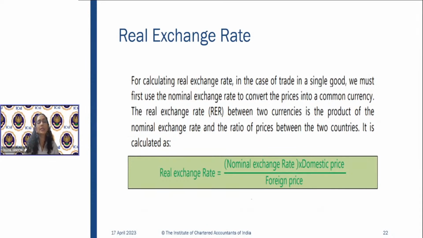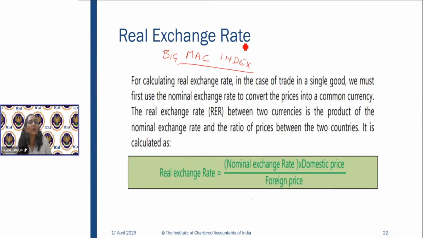Okay, so the real exchange rate. What is the real exchange rate? For the real exchange rate, you have to see your currency with respect to the exchange rate and what the price in India is with respect to the price in foreign countries. So let's say there's the Big Mac index. This Big Mac index is like the McDonald's burger.